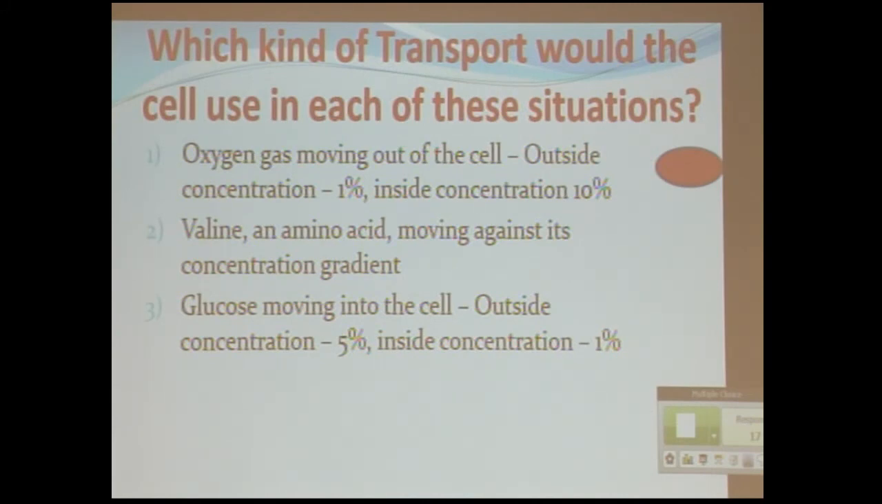What about Valine moving against its concentration gradient? Is water moving? Is it going from low to high? Yes. So maybe I didn't point that out. Against its concentration gradient is another way of saying low to high. Like moving from low to high. Which is a good one to know. And for glucose, this one, moving in, outside's 5, inside's 1. So is it moving from low to high? Is it charged or large? So yes, it's facilitated.